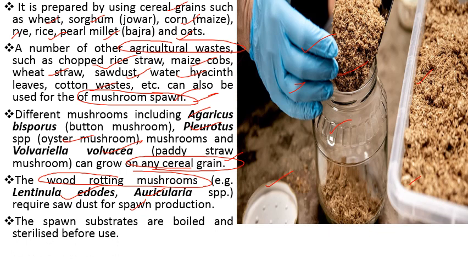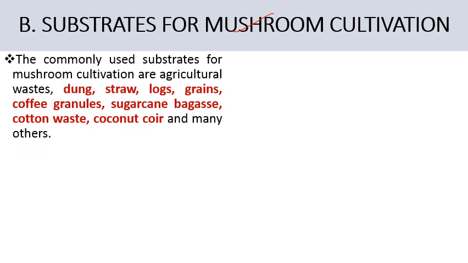The spawn substrates are boiled and sterilized before use. Use करने से पहले जो spawn substrate है उसे हम boil करते हैं और sterilize करते हैं. After that, that is ready for the use. Next comes substrates for mushroom cultivation. So mostly we use the agricultural waste for the mushroom cultivation.